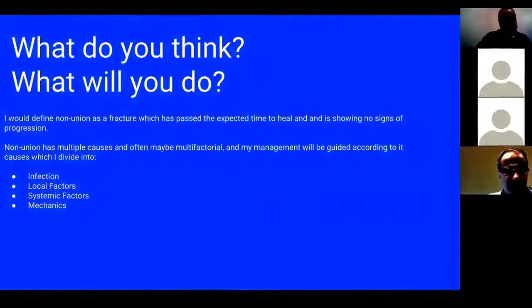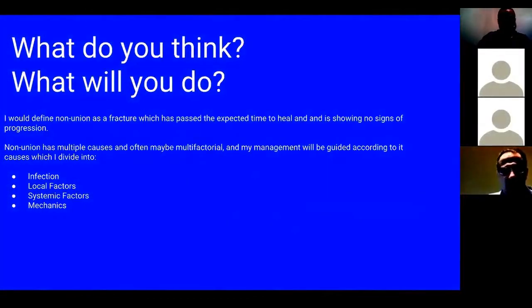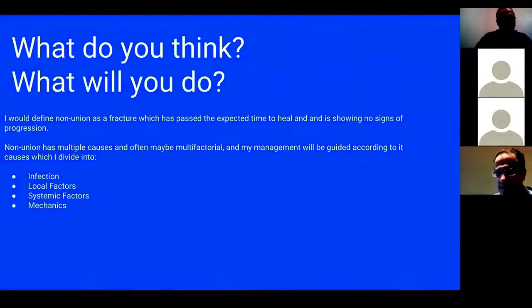So the question will be, what do you think, or what would you do, or what is a non-union? So I would define a non-union as a fracture which has passed the expected time to heal and is showing no signs of progression. Non-unions have multiple causes and often may be multifactorial, and my management will be guided according to the causes, which I would divide into infection, local factors, systemic factors, and mechanics. Simple get out of jail sentences get you into the flow of the discussion, memorize them and use them, okay?